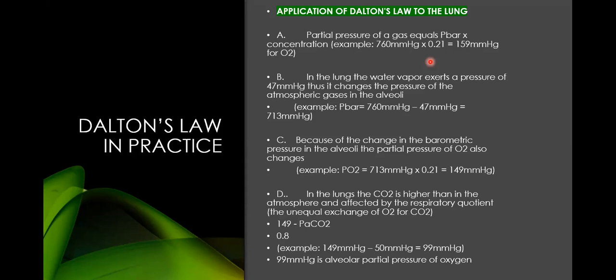So an example: 149 minus a CO2 of 40 divided by 0.8. What is 40 divided by 0.8? 50. If a regular CO2 is 40 divided by 0.8 for a regular respiratory quotient, that gives me 50. So now I have 149 minus 50, and that gives me 99. So PAO2, big A, is about 99 millimeters of mercury.